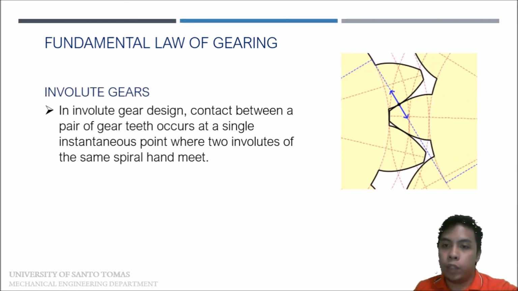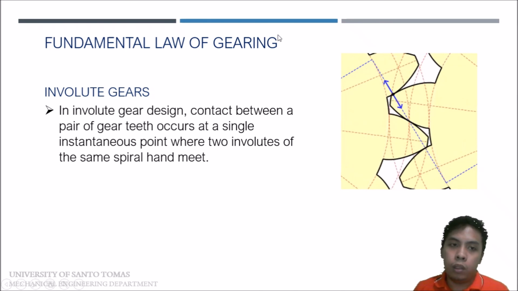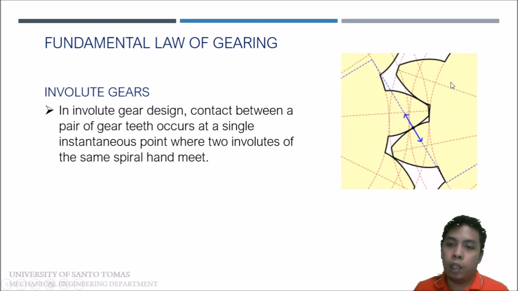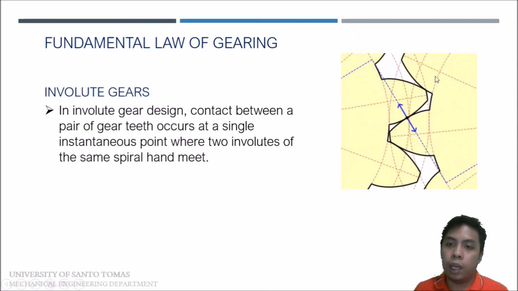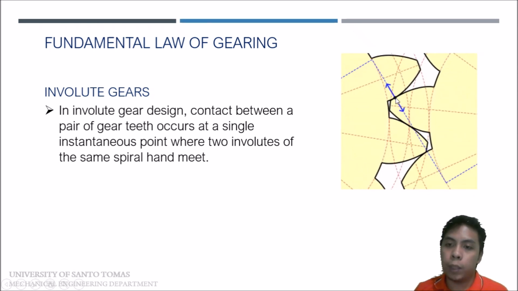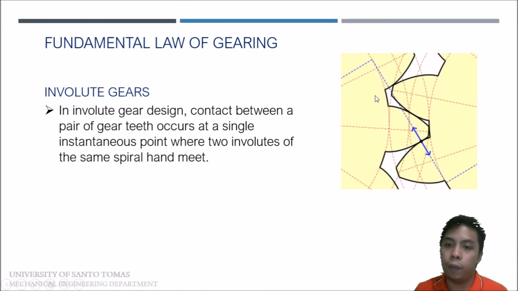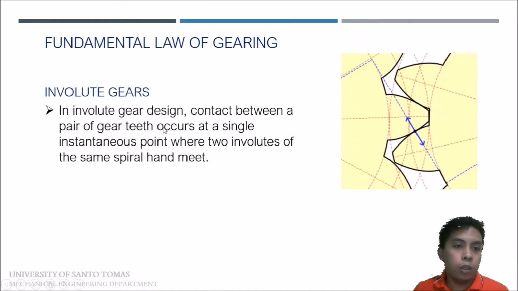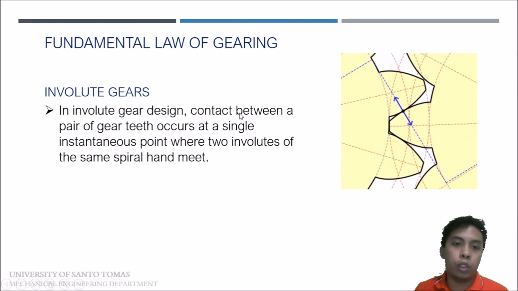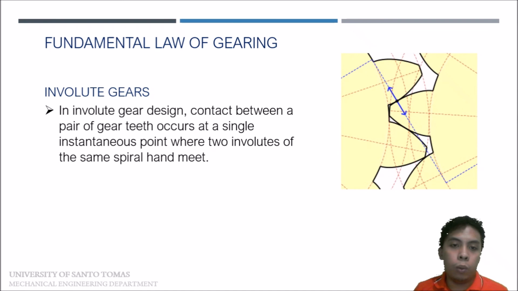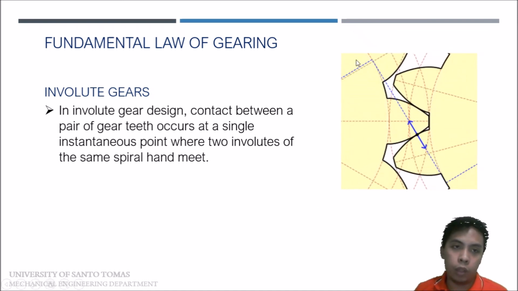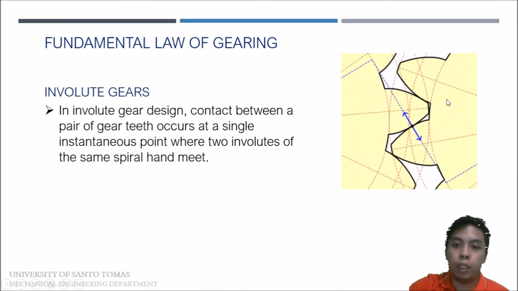In order for us to visualize, as you can see here, this is an involute gear, no? It satisfies the fundamental law of gearing. Every time our gear teeth make contact, they touch at only a single point along the normal axis. In involute gear design, contact between a pair of gear teeth occurs at a single instantaneous point where two involutes of the same spiral hand meet. So as you can see here, it satisfies the fundamental law of gearing.